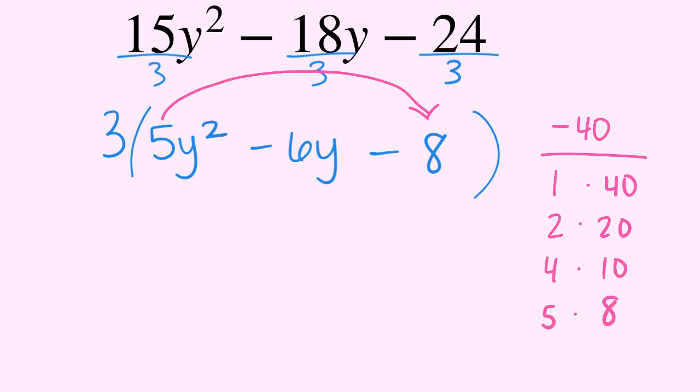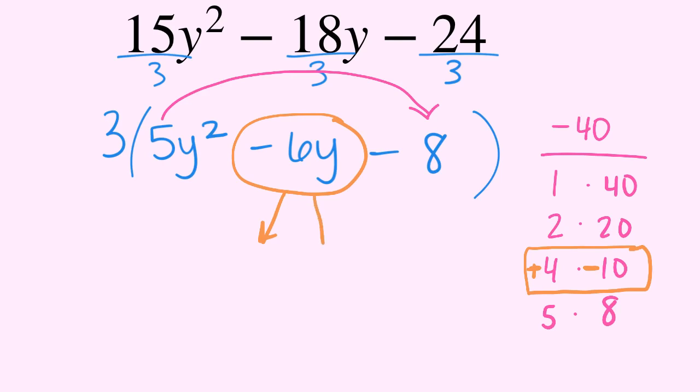Do you see anything that would give us a negative 6? We've got to get to negative 6. And it looks like it would be the 4 and the 10, right? If you keep the 4 positive and you make the 10 negative, that would add up to negative 6. So let's go ahead and split the middle. We're going to split it into positive 4y and negative 10y, and then we'll bring down the rest of this.